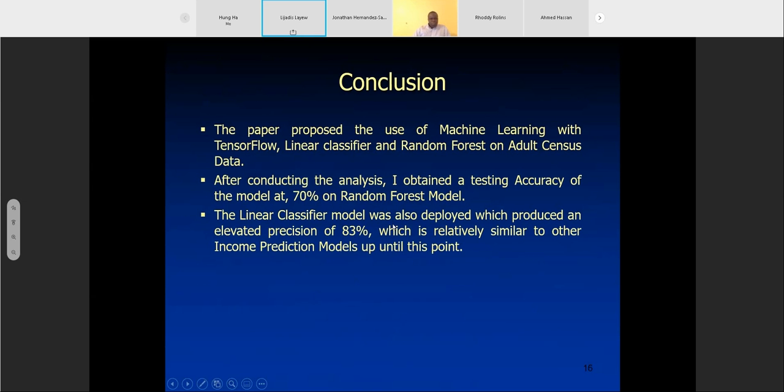And finally, I'll get into the conclusion. The paper proposed the use of machine learning with TensorFlow, linear classifier or logistic regression, and random forest on the census data. After conducting the analysis, I obtained a testing accuracy of 70% on the random forest model. The linear classifier model or logistic regression was also deployed, which produced an elevated precision of 83%, which is relatively similar to other income prediction models up until this point.